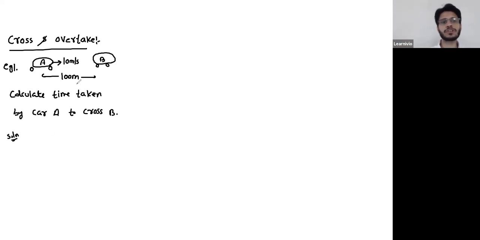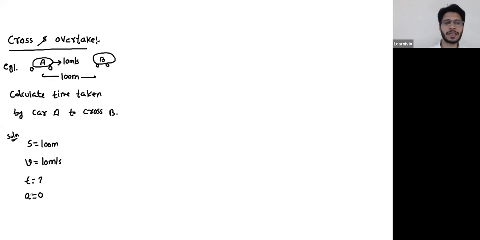So to cross car B, this car A has to cover a displacement of 100 meter. The velocity of car A is 10 meter per second. Time is not given. And if there is no information about acceleration, that means acceleration of the body is zero.